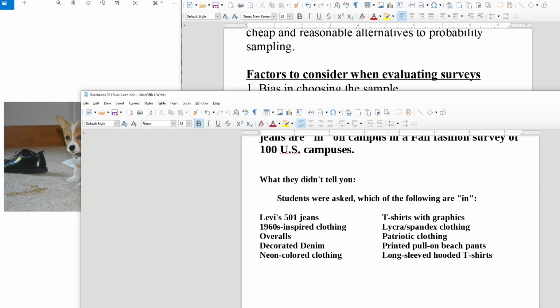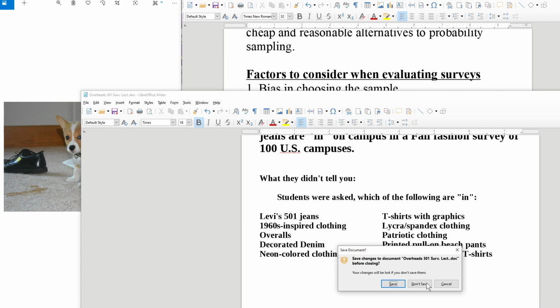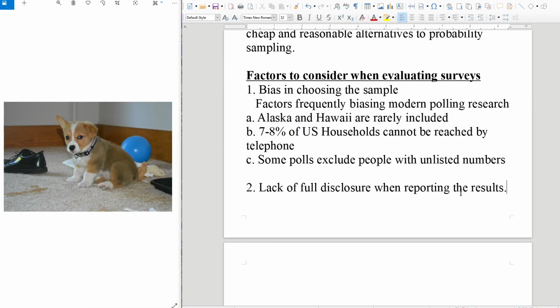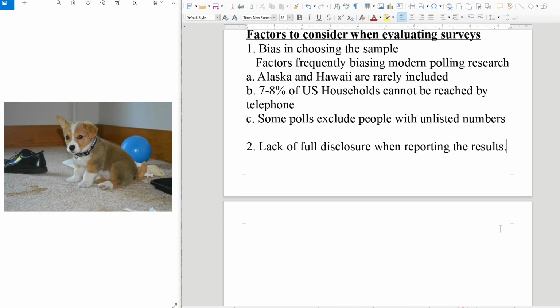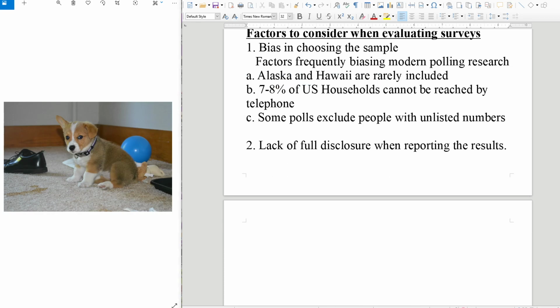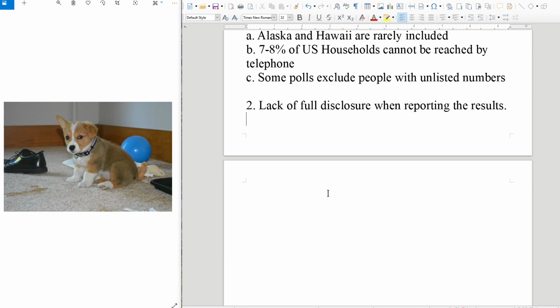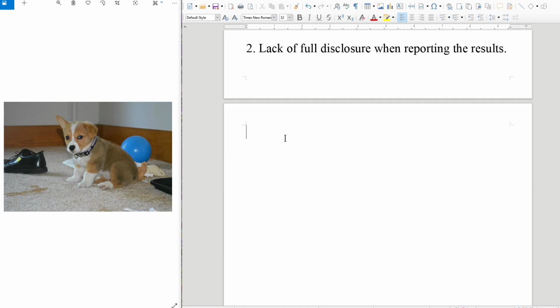Okay, so you have to be careful when businesses make claims about their surveys. They're often not going to tell you all the information you would need to actually evaluate the survey. All right, number 3. Let's start down here.